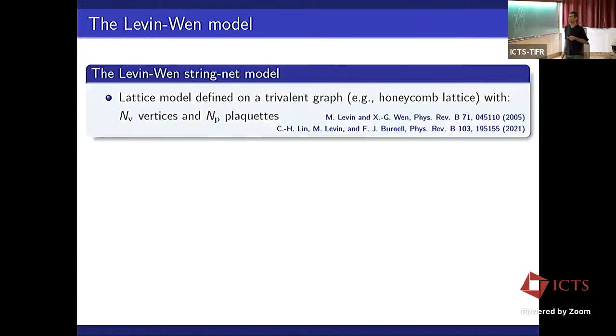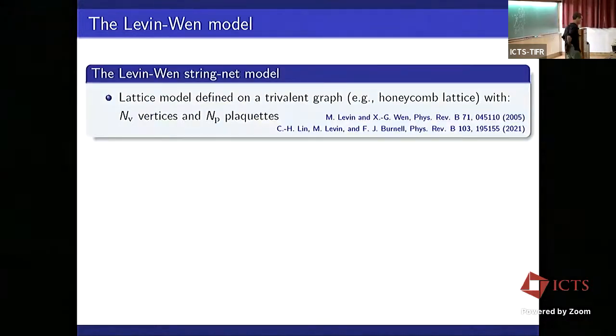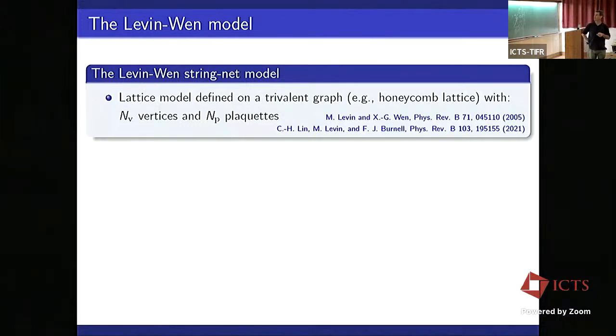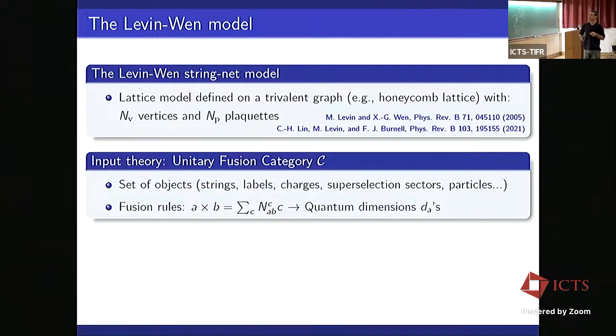Okay, so Levin-Wen model. The Levin-Wen string-net model is a very simple model, which is usually defined on trivalent graphs. So you can think about the honeycomb lattice in its original formulation. And I will call N_V the number of vertices on my lattice and N_P the number of plaquettes. And how does it work? So you need only one set of ingredients to define the model. You need an input theory, which is given by what is called a unitary fusion category. Okay, so I will call it C.